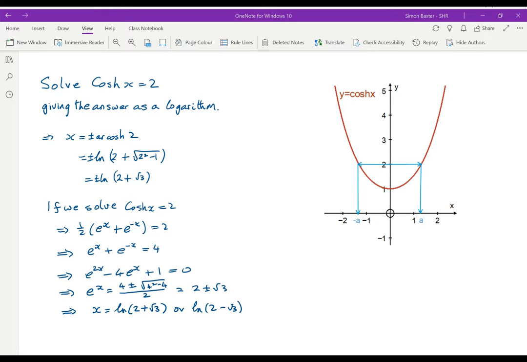Now we seem to have a disagreement. We have plus log of 2 plus root 3, or minus log of 2 plus root 3. We have log of 2 plus root 3, that's fine. But instead of minus log of 2 plus root 3, we've got log of 2 minus root 3. So let's see if we can sort that out.